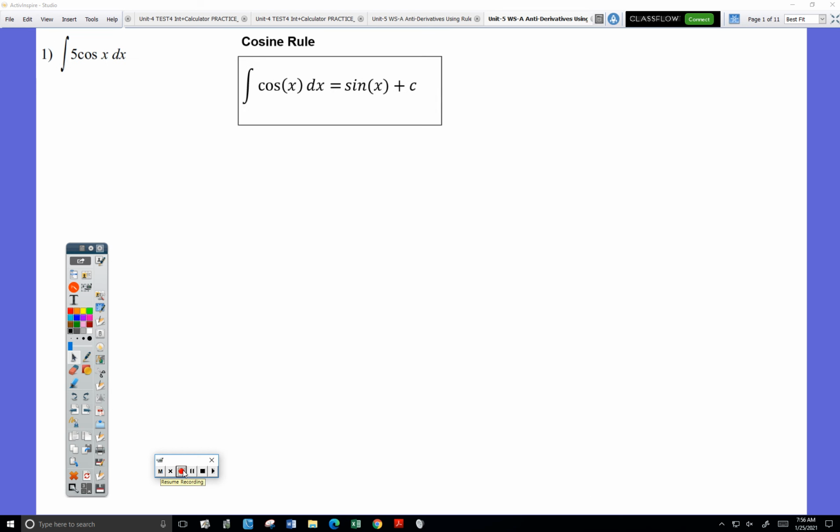Antidifferentiation is exactly what I would hope the name implies. You're starting with a function, a formula that is the derivative of something, and you're trying to work backwards to see where you started, basically. Although backwards is relative because we think of it as backwards because we learn derivatives first. But anyway, questions about what the word means.